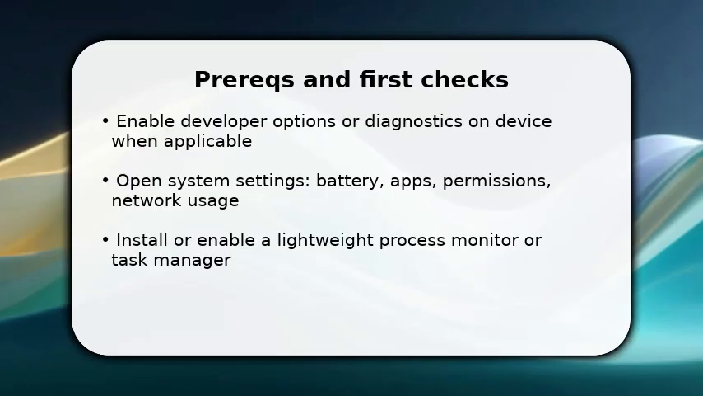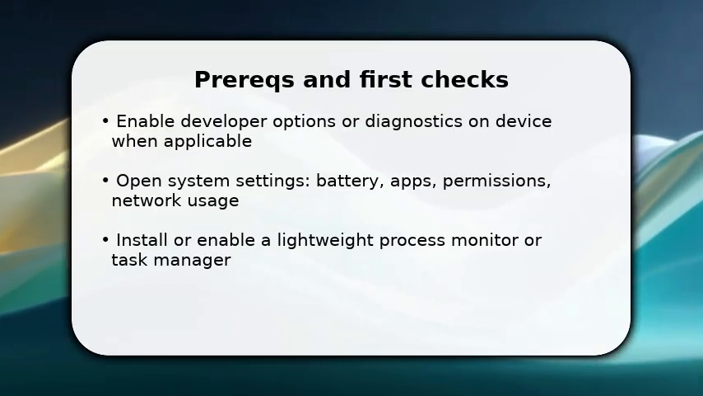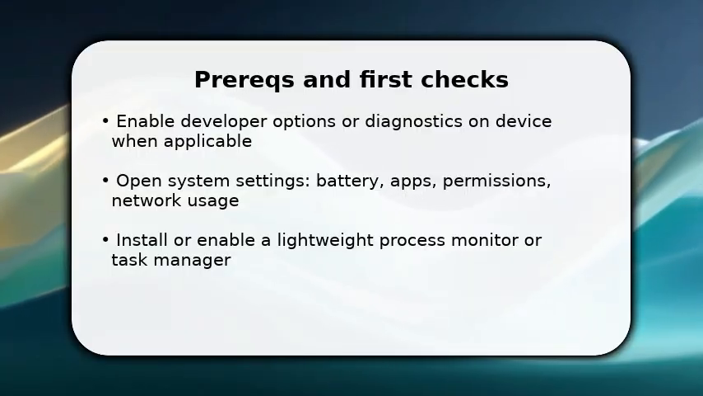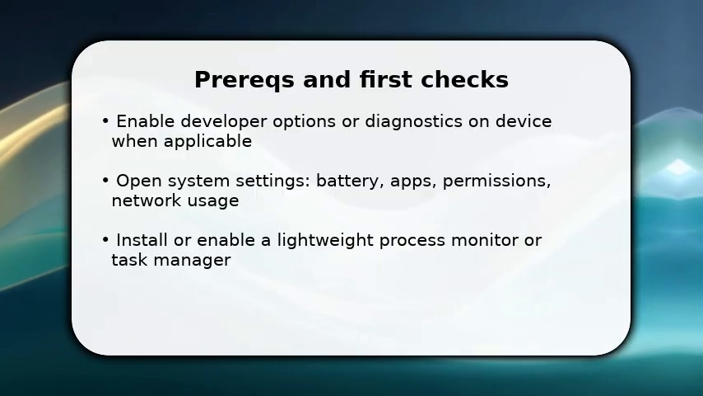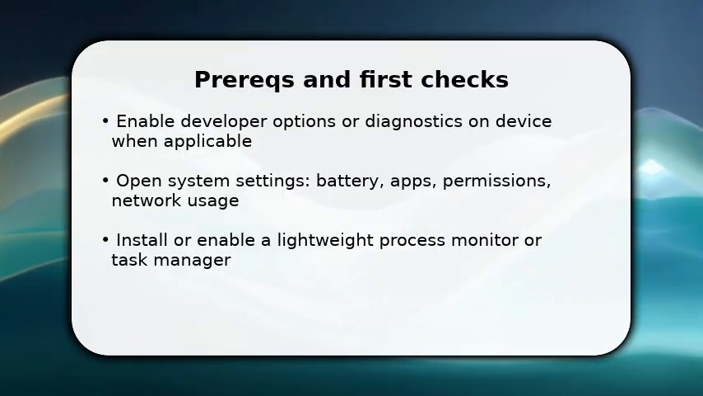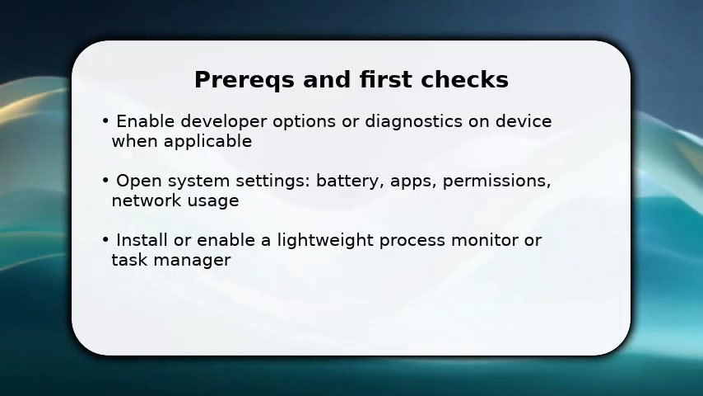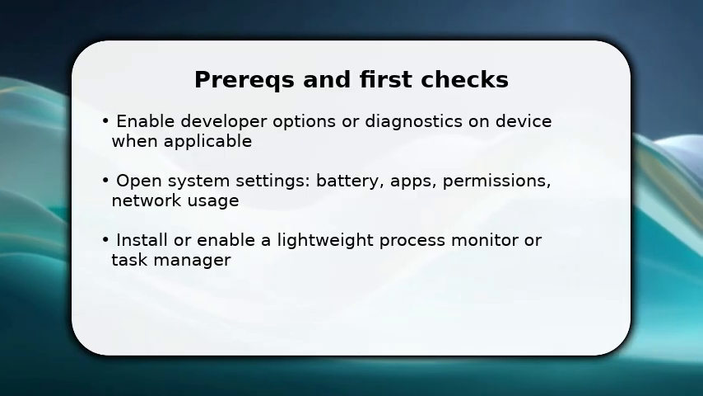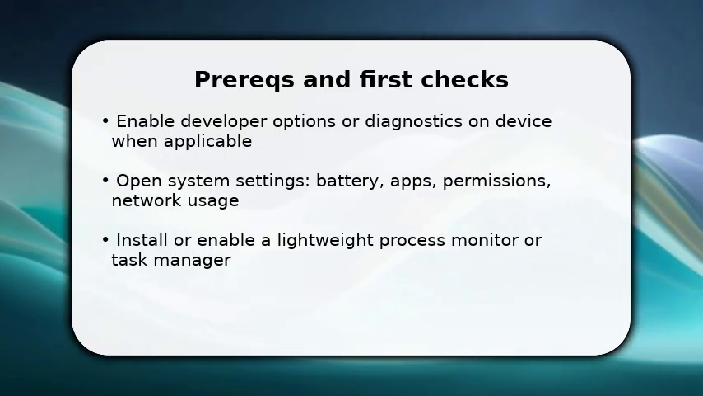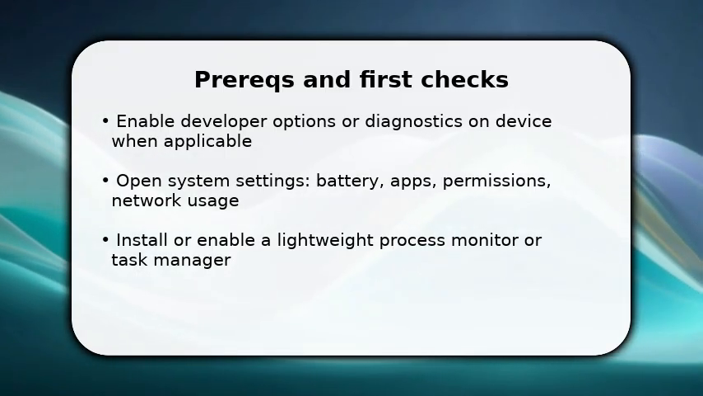Enjoy the video. You start by confirming prerequisites, developer options or diagnostics active, and a basic process monitor installed. First, open system settings and go to battery and app permissions to see immediate culprits. Once those panels are open, look for apps with unusually high wake or battery drain. Make sure to record app names and timestamps.